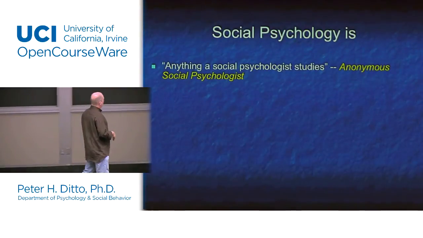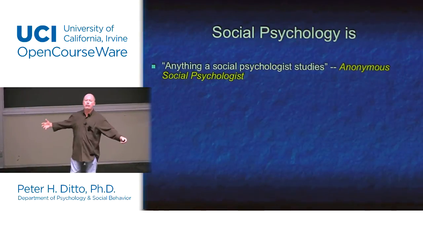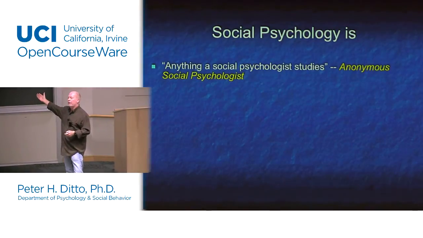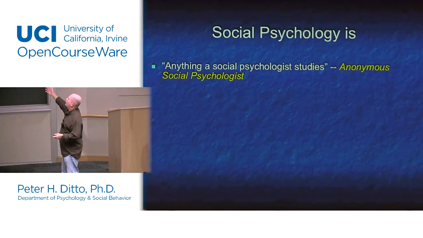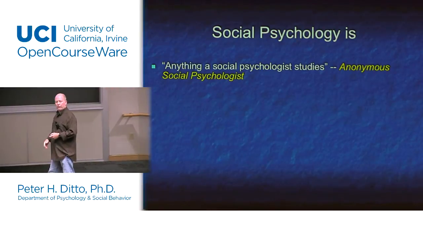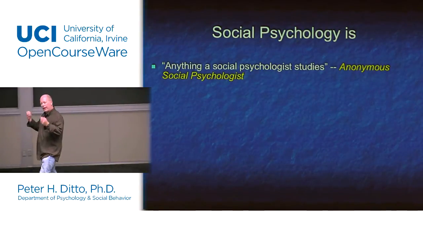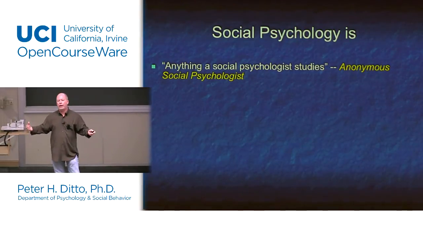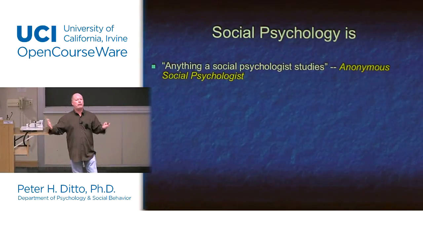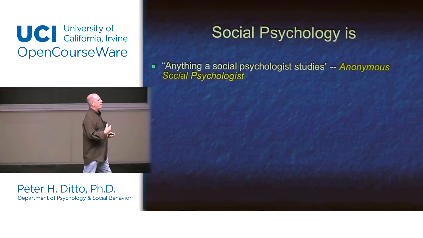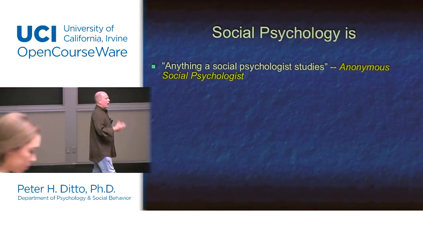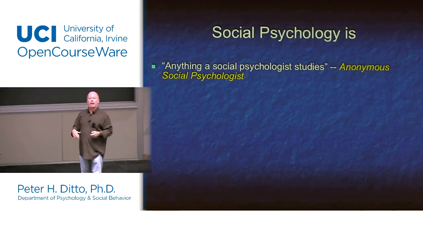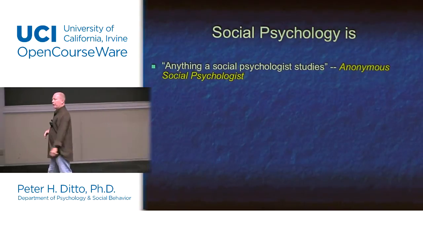So just to give you a definition, social psychology is such a huge and diverse field that one person I know defines social psychology as anything a social psychologist studies. Social psychology is fundamentally the study of everyday human social behavior, all the things that you do and all the different ways that you do it. It's almost like a grab bag category. If you can't figure out what field a study belongs to, it's social psychology almost by default.